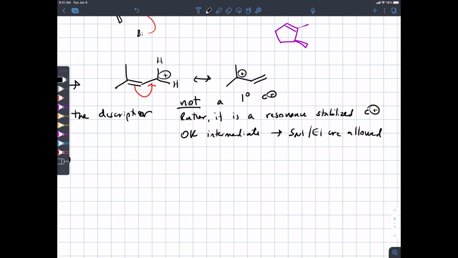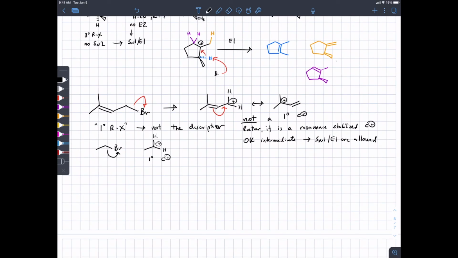Okay, so we said in our table at the very beginning, primary alkyl halides, no SN1 and E1. Maybe you want to put an asterisk on that and just say watch out for resonance, the possibility for resonance stabilized carbocations. If that can occur, then SN1 and E1 are a possibility.